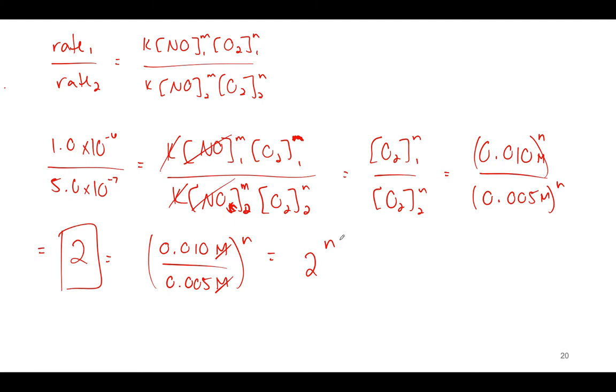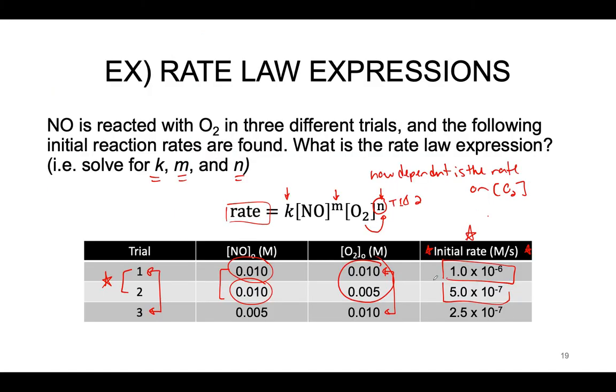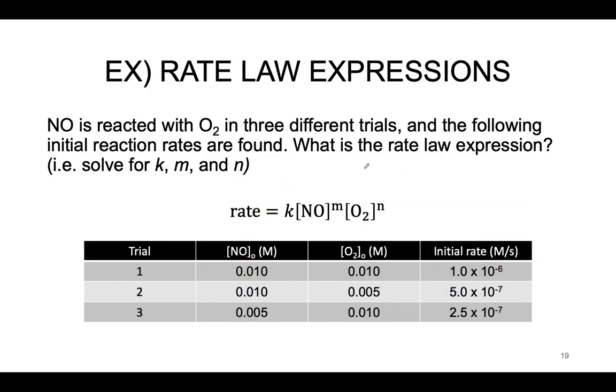So our question is, what exponent must n be equal to? In other words, what exponent do we raise 2 to in order to get 2? N must be equal to 1. In other words, the rate of our reaction is directly proportional to the concentration of O2. If we go backwards here, and I'm going to clean this up a little bit, our n is equal to 1. If we double the concentration of O2, we would expect our rate to double.